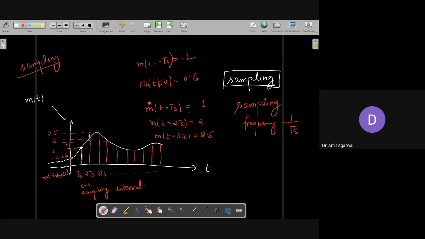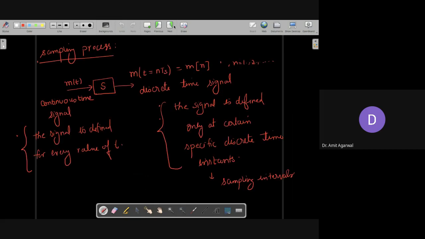Now you don't know what the value of this signal is between minus Ts and 0. So they are not defined, right? So this is a discrete time signal. You are converting a message signal to a discrete time signal, and it is called sampling. And what is the sampling frequency? Sampling frequency is 1 by Ts. So these are the two terms, sampling interval and sampling frequency, and this is the process of sampling. These things I have already told you.